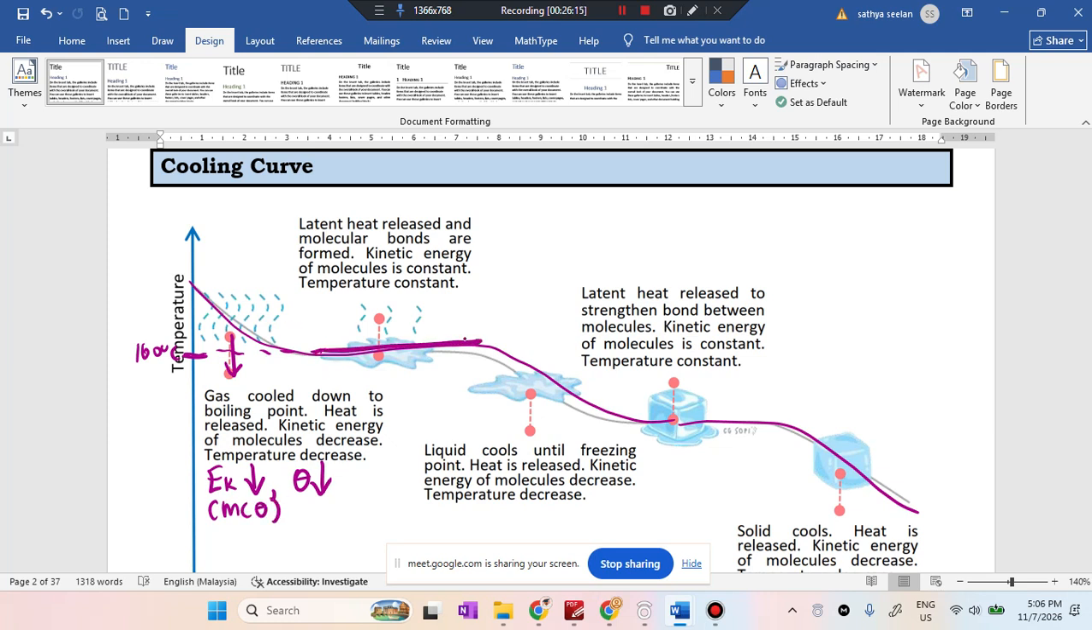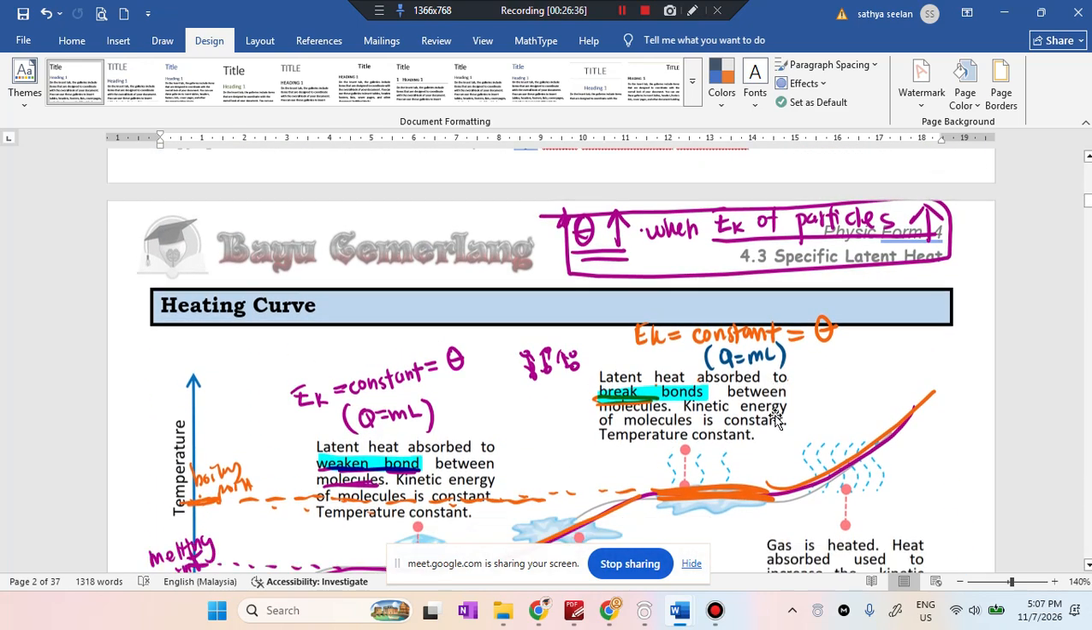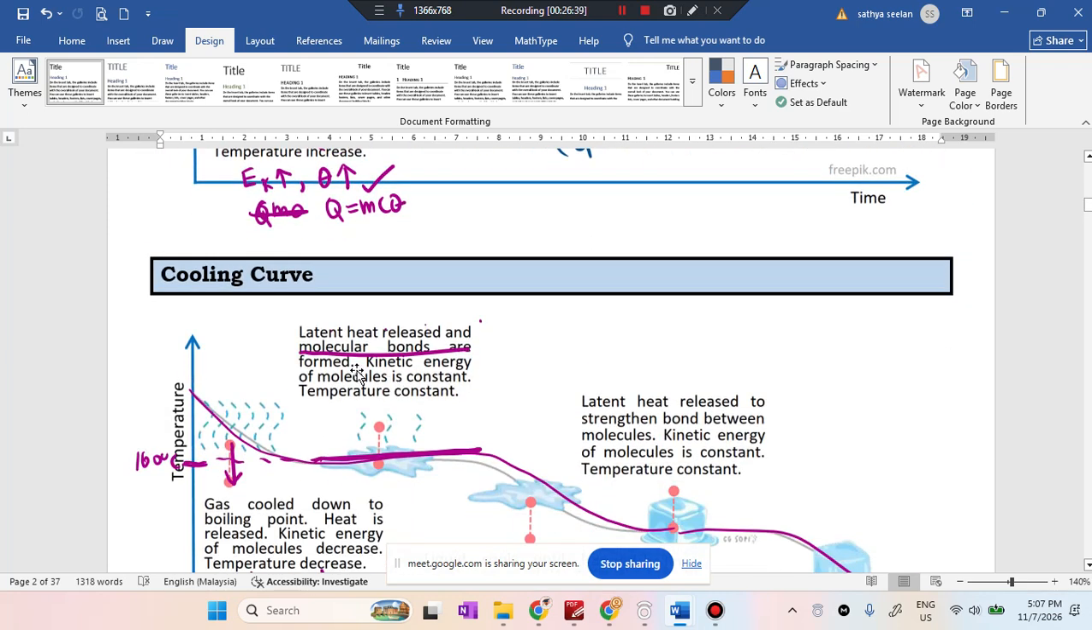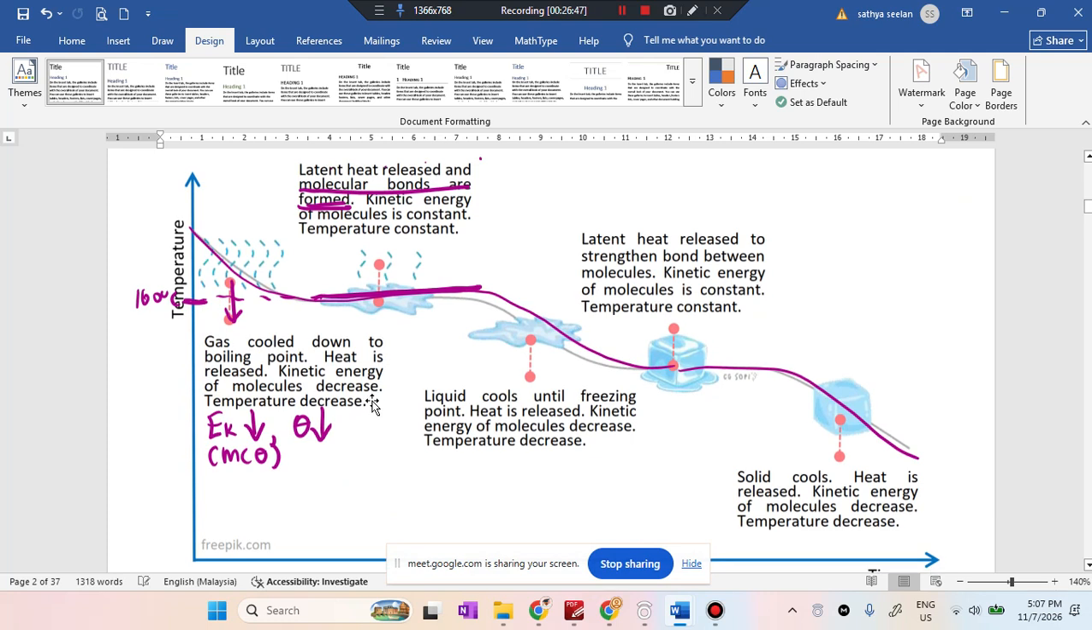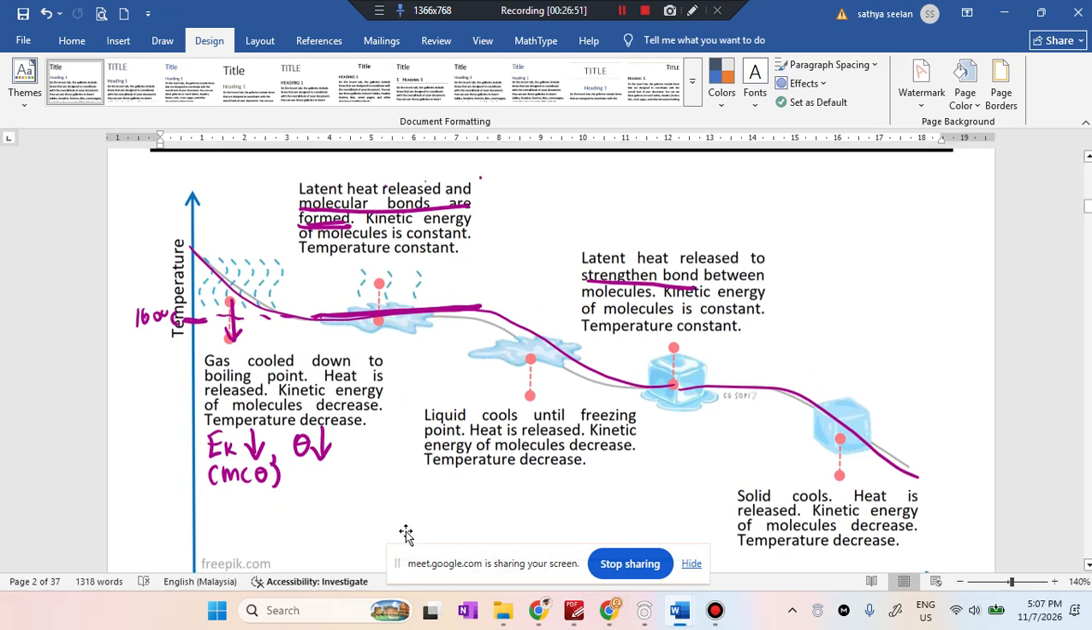Dekat sini pula, ini kita panggil apa? Latent heat of vaporization. Okay. Latent heat is released and molecular bonds are formed. Sebab tadi dia dah break the bond, jadi opposite-nya adalah forming the bond. Okay. You kena opposite tau. Tadi break bond, di sini forming the bond. Nampak? Di sini dia kata weaken bond kan, jadi dia kena strengthen bond. Nampak? Jadi you hafal satu dan hafal the opposite lah.